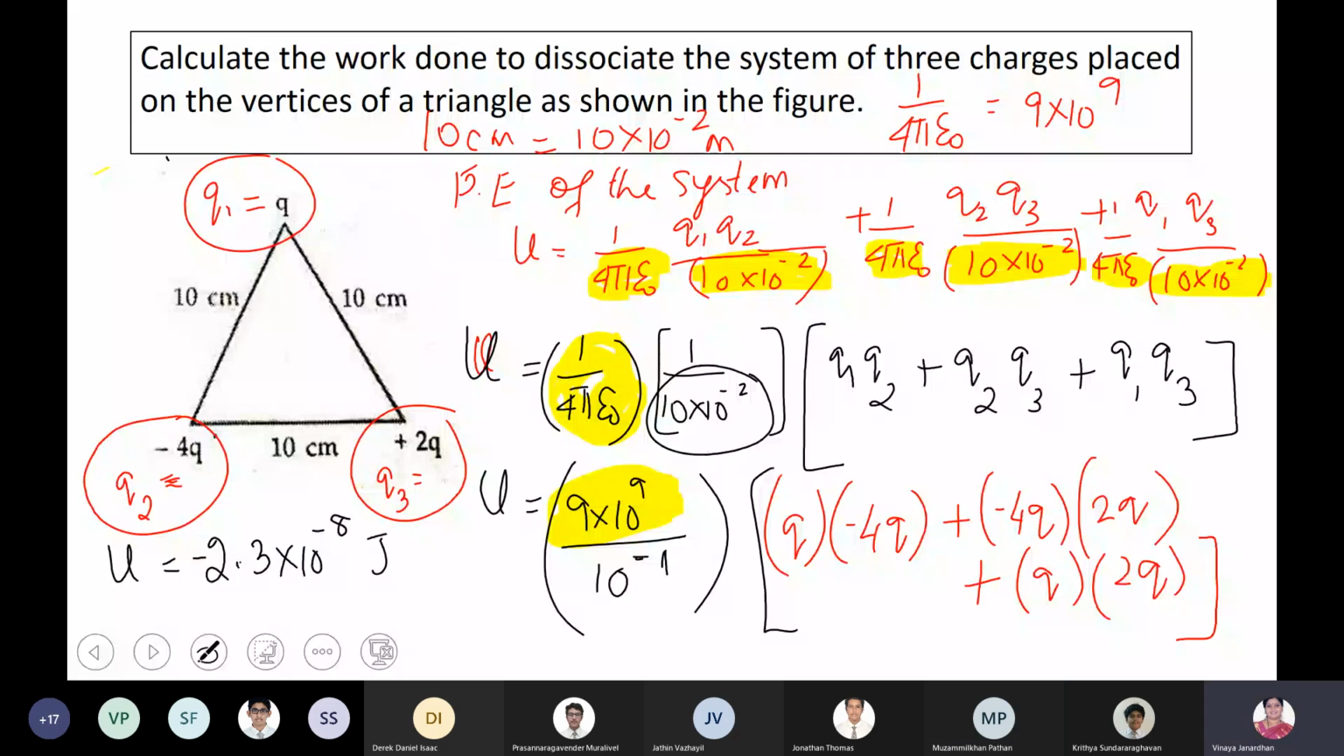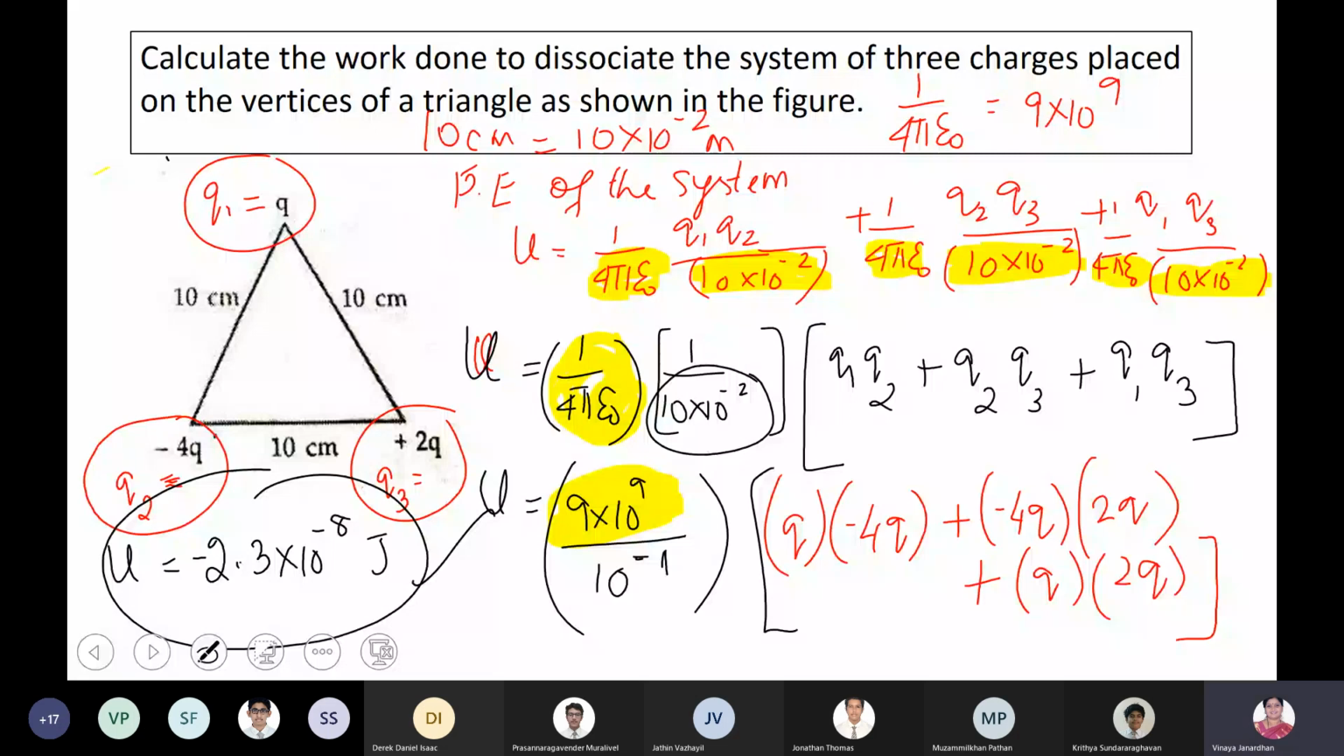Shall we move to the next one, or do you need time to complete this? The answer is: potential energy is minus 2.3 × 10 to the power of minus 8 joule. But the work done to dissociate the system will be the negative of this. Fine. I'll just go to the next slide, then we'll understand.